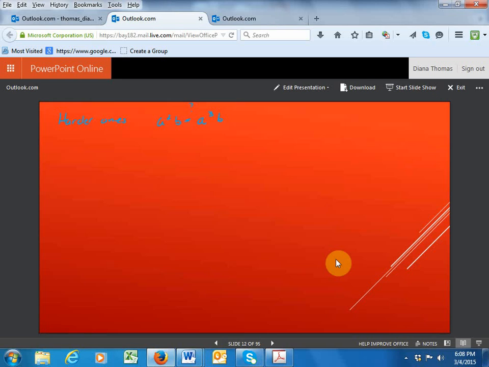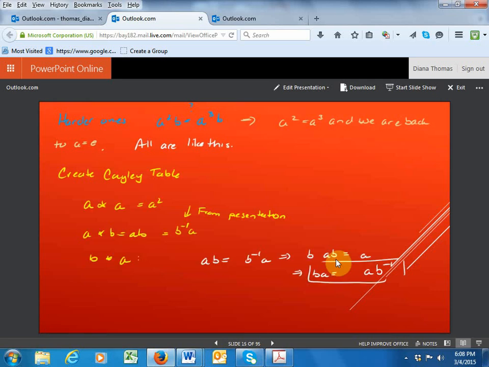We just computed. So here, the harder ones were, is it true that A squared B is A cubed B? And then it's again computing. We're back to A equals E. And all of them are like this. You can go through and show that they're not equal. And some of you sent me that.